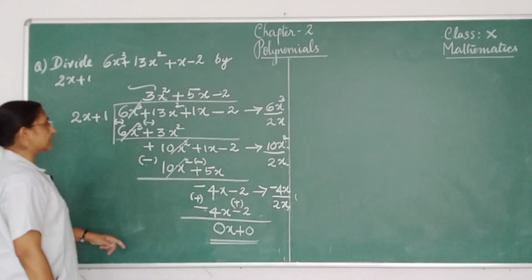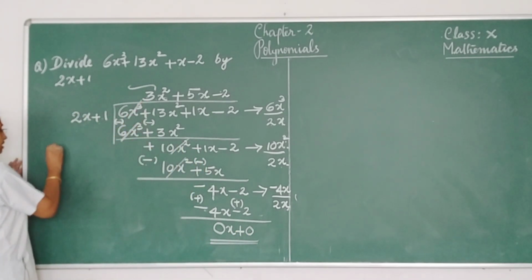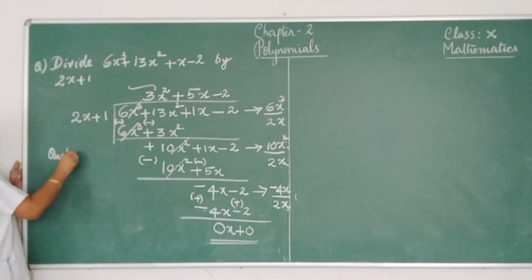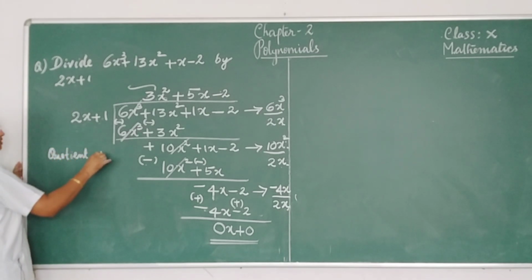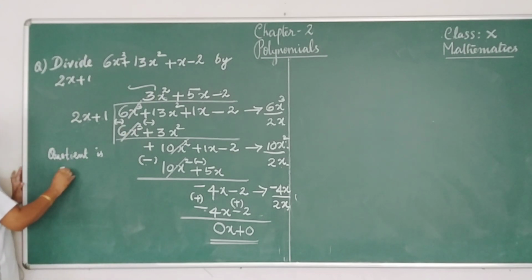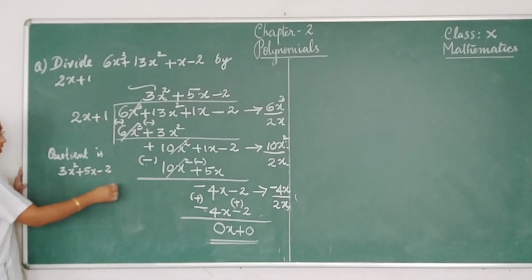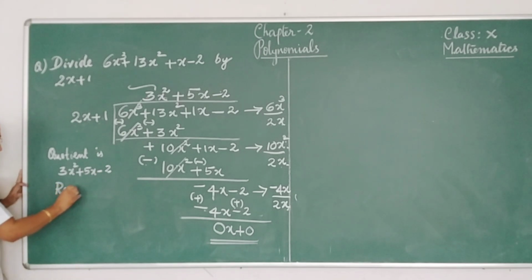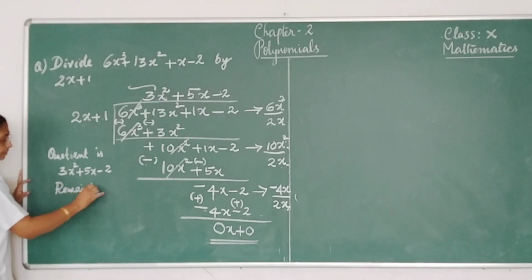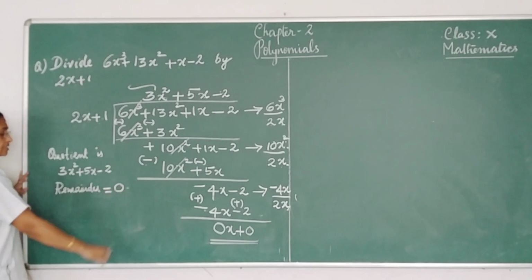So, here the quotient is, what is the quotient? 3x square plus 5x minus 2, and the remainder is 0x plus 0, which is the 0 polynomial.